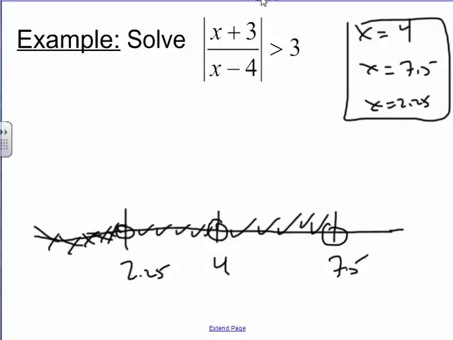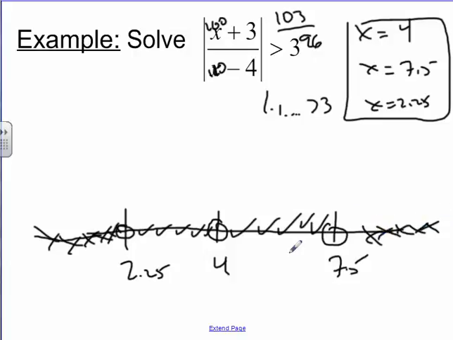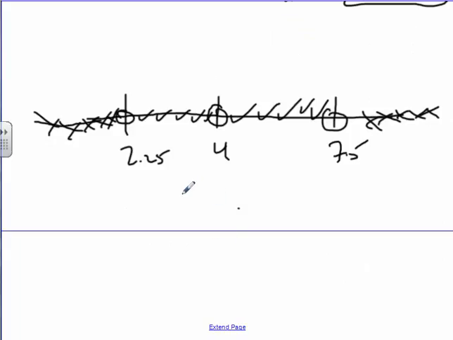All right, lastly, let's try a number greater than 7.5. Sometimes I just pick a crazy number just to prove a point. Let's go with 100. 100 plus 3 would be 103. 100 minus 4 would be 96. 103 over 96 is slightly more than 1, maybe like 1.1 something, right? But is that going to be bigger than 3? No. So here is our answer.